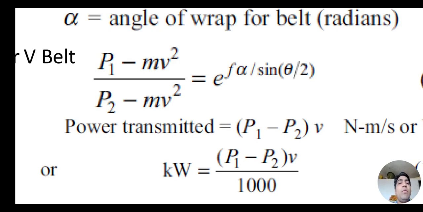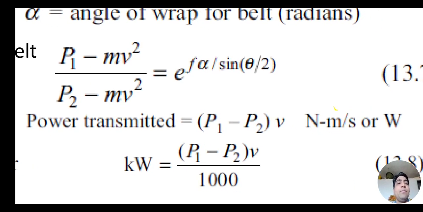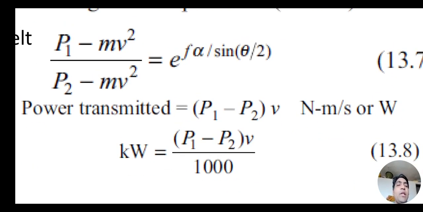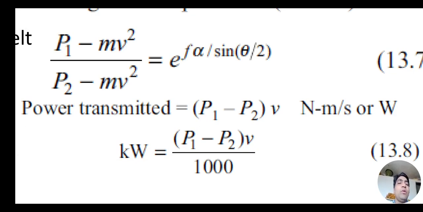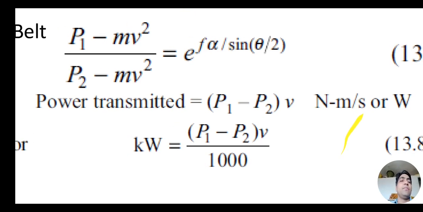And what is the power transmitted? The power transmitted is equal to P1 minus P2 into V upon 1000. Here P1 is the tension in the tight side, P2 is the tension in the loose side, and V is the velocity in meter per second. By using this equation, we can determine the value of power transmitted, which is in Newton meter per second or in watts.